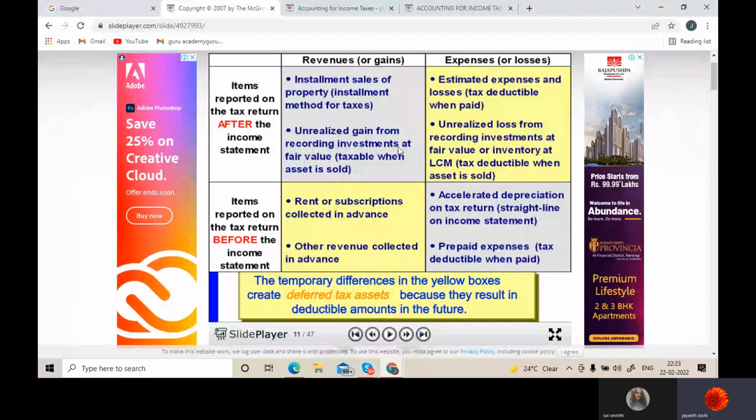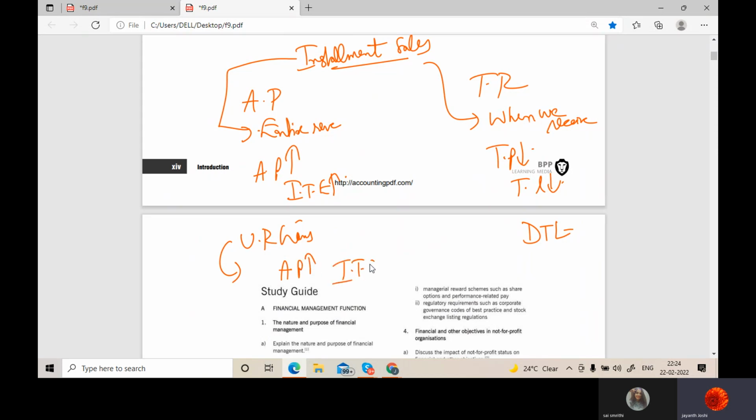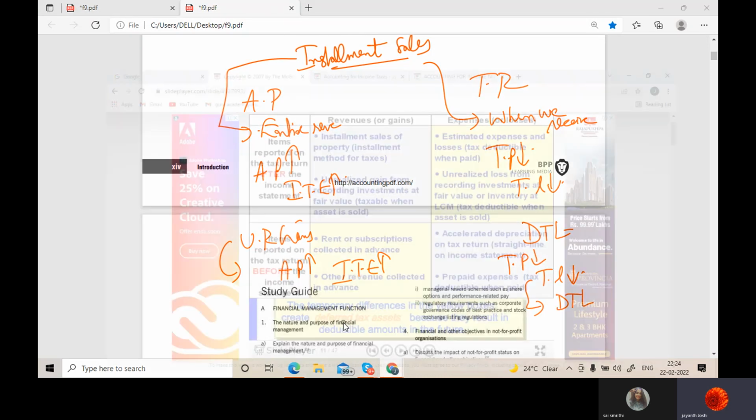Okay. Now, unrealized gain from recording investments at fair value. So what is this unrealized gain? That means you haven't received cash, but you have earned it. So since you earned it, you showed it. Unrealized gains, you showed it. Since you showed your income, your accounting profits are higher. Your income tax expense is higher. That creates your taxable profits being less. Your tax liability is less. That means you have paid less, and you need to pay some more in the future. So deferred tax liability is created, and I will prove this fact here.